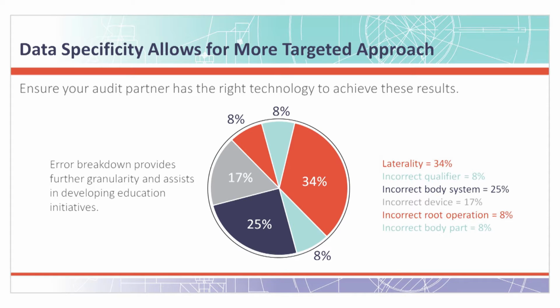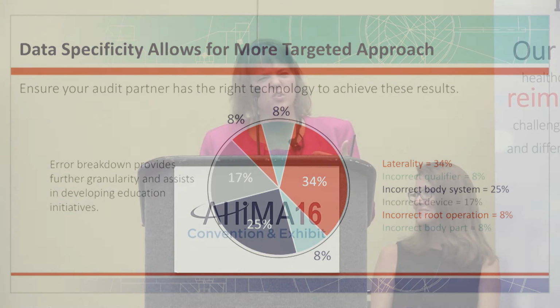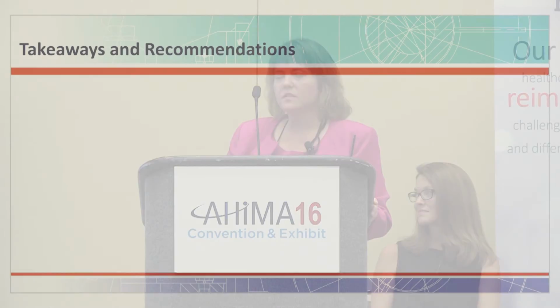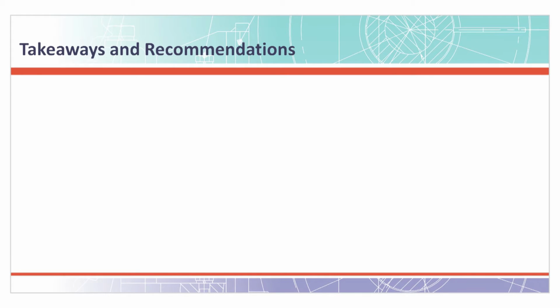You may even be able to take that down further to particular coders or things like that. But really getting into that specific information, not just saying our procedure quality is not so good. What is it? Why is it? Because if we improve laterality or the 25% group of incorrect body system, maybe we'll get from 85 to 95%. So what are some of the takeaways and recommendations?